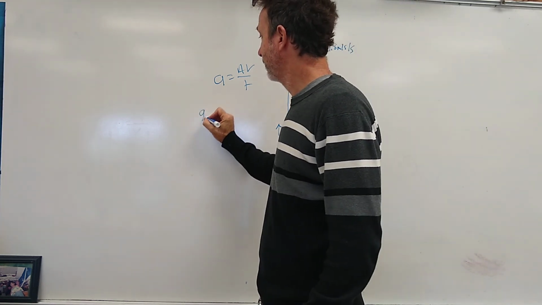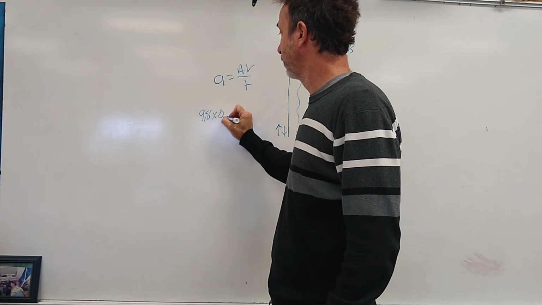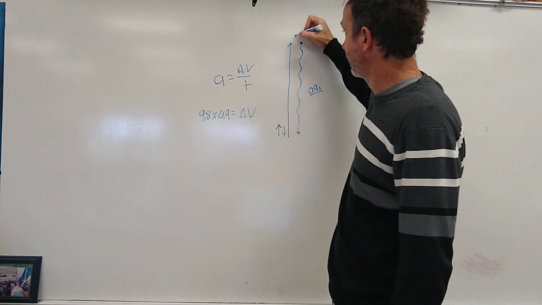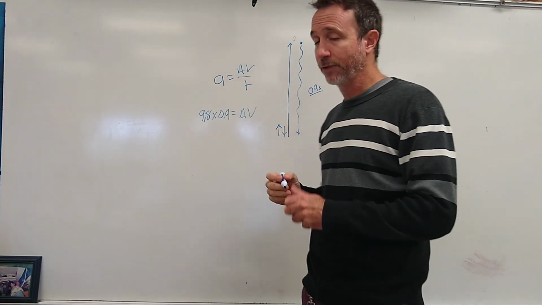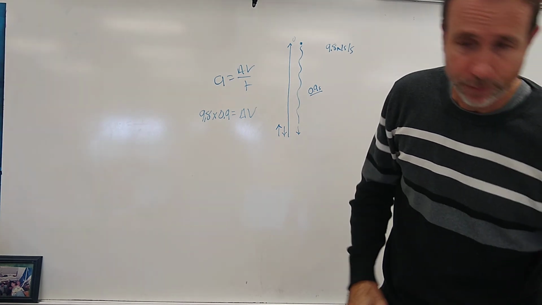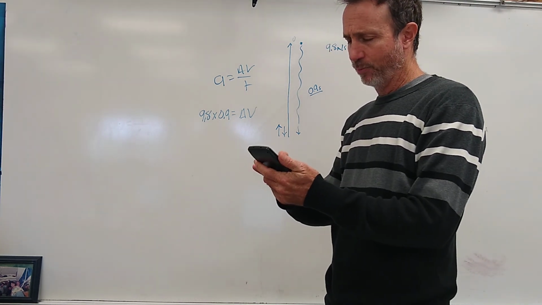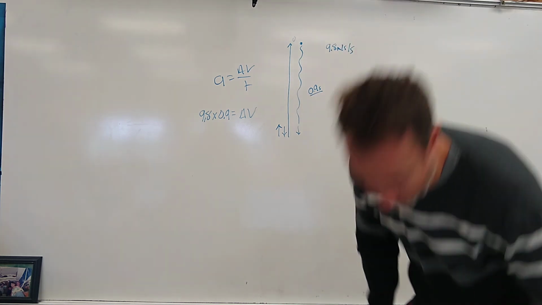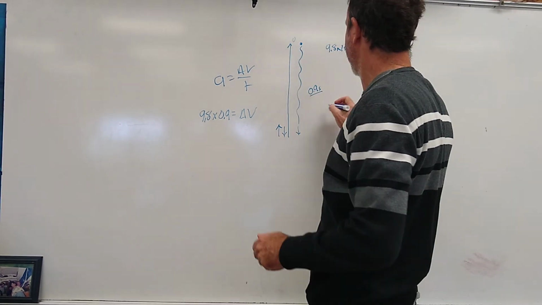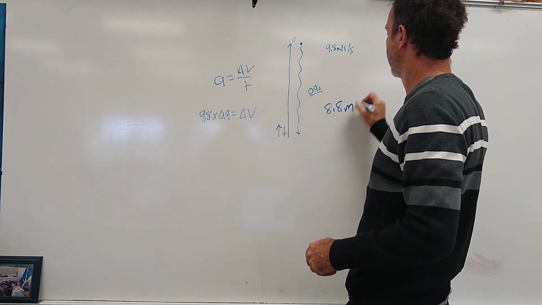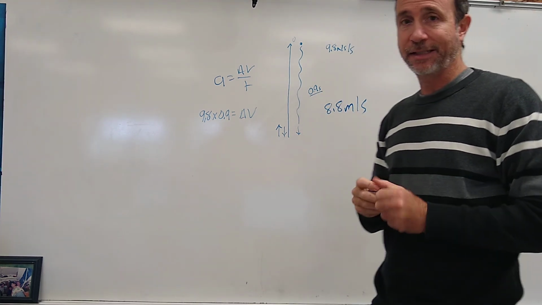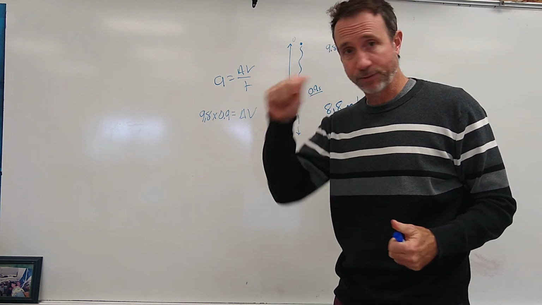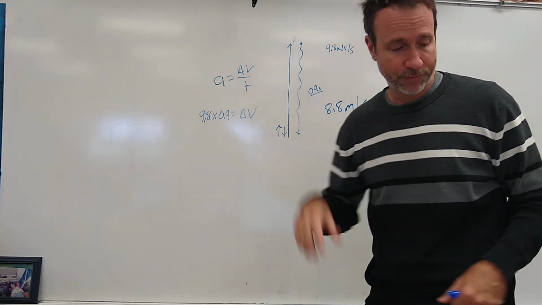We'll get 9.8 times 0.9, and that will equal the change in velocity. And one of the velocities is 0, so the change in velocity is the velocity. So I'm going to do that with my calculator. 9.8 times 0.9, 8.82. So we'll go 8.8 meters per second. That's the velocity with which the marble launcher shoots a marble when it's on its maximum setting.